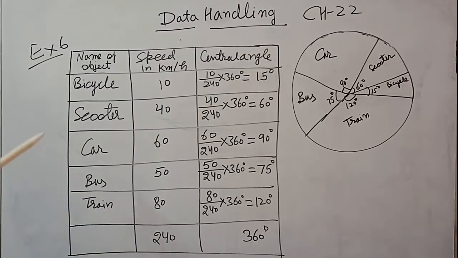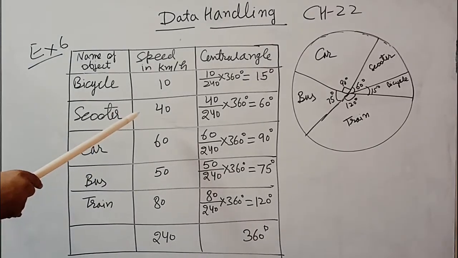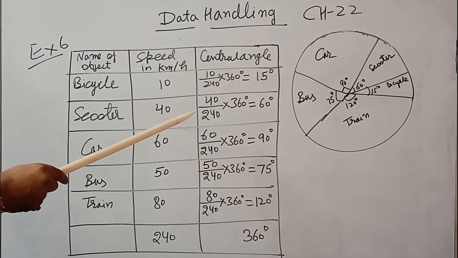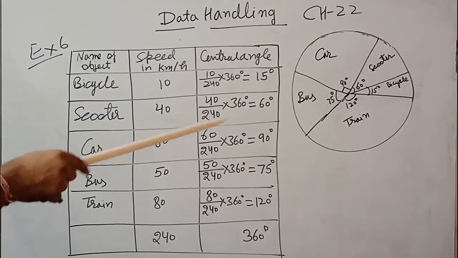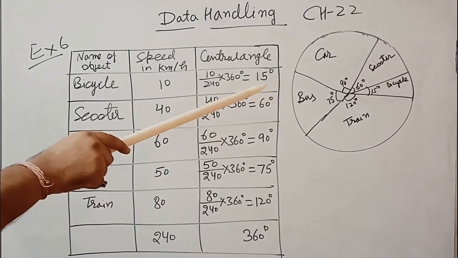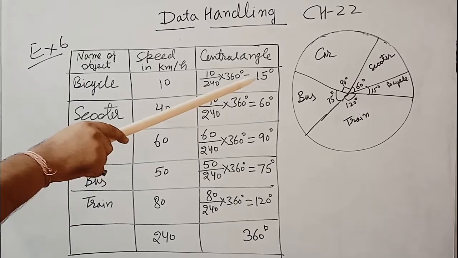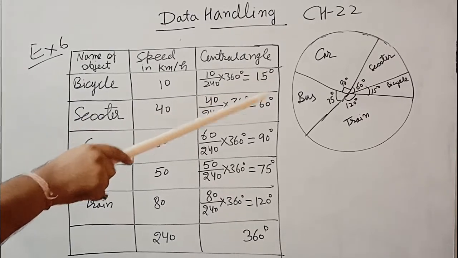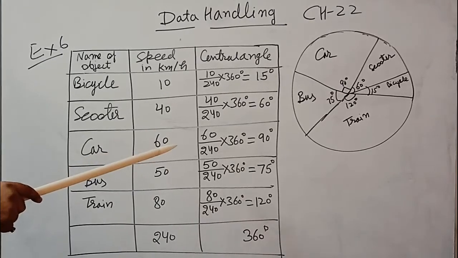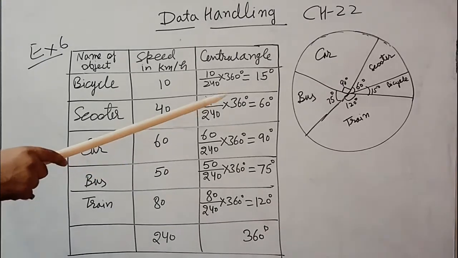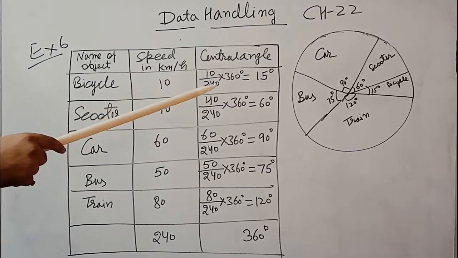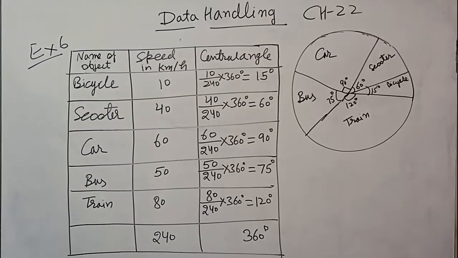Now again we will take the scooter. What is the speed of the scooter? 40. We will find 40 upon 240 into 360 equal to 60 degrees. Again we will make the angle of 60 degrees with the help of a protractor. That will show the speed of the scooter. Now we will take the car: 60 upon 240 into 360 gives 90 degrees. Now we will make the angle of 90 degrees next to the scooter. That will show the speed of the car.